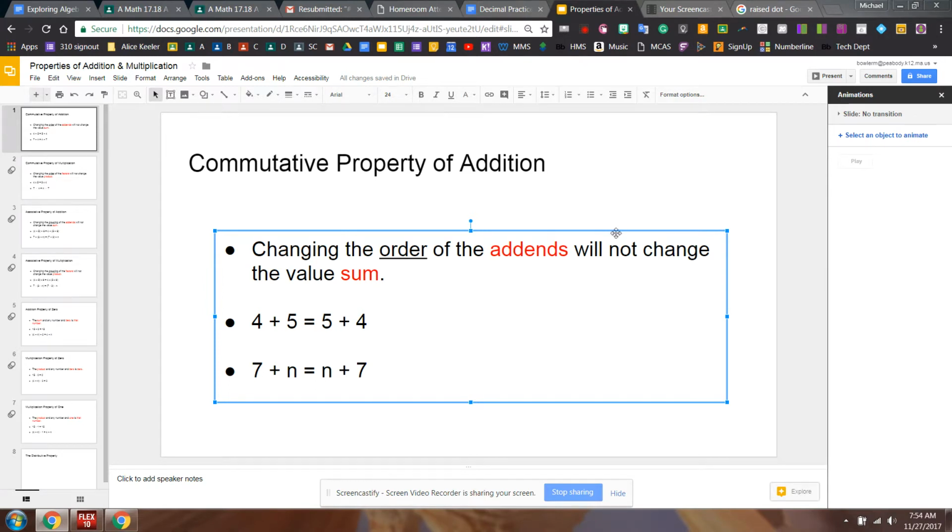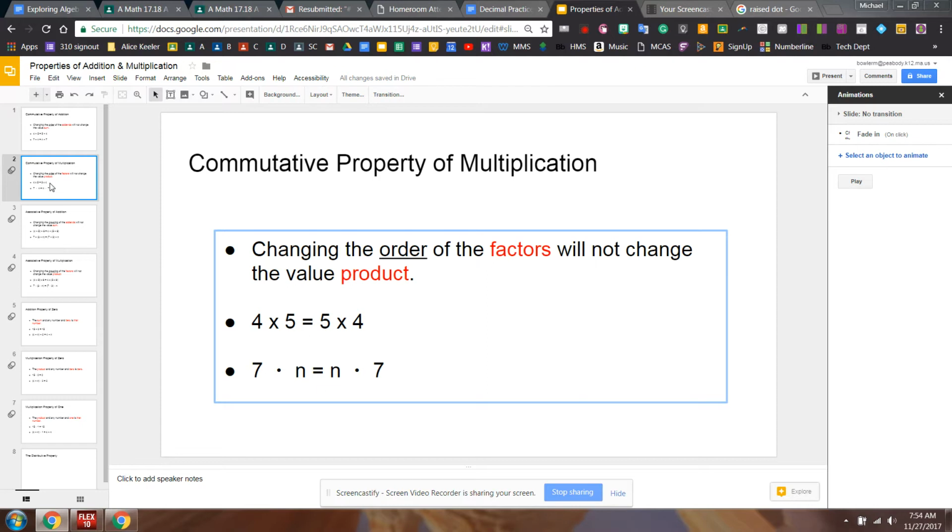The commutative property of addition and the commutative property of multiplication, they are essentially the same property, except one deals with addition and the other one deals with multiplication. So the commutative property of multiplication states that changing the order of the factors will not change the value of the product. 4 times 5 is the same as 5 times 4, as we should know. So therefore, algebraically speaking, 7 times some number n would be the same product as n times 7.